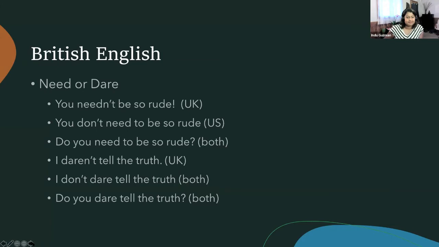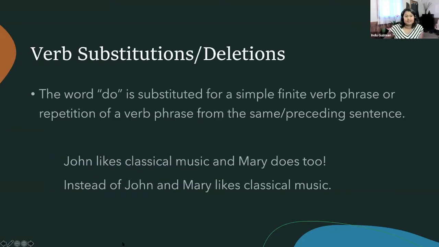So, the verb substitutions and deletions. The word do is substituted for a simple finite verb phrase, or repetition of a verb phrase from the same preceding sentence. What the heck does that mean? Example: John likes classical music and Mary does too. Instead of John and Mary likes classical music.